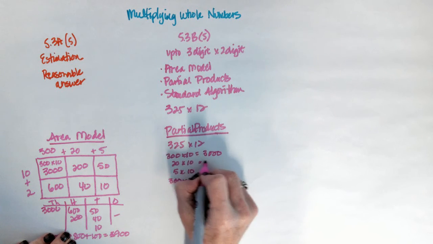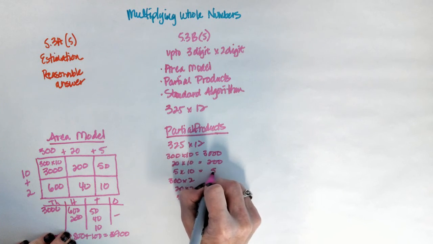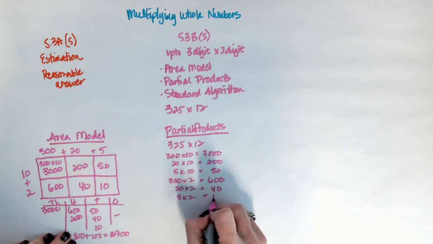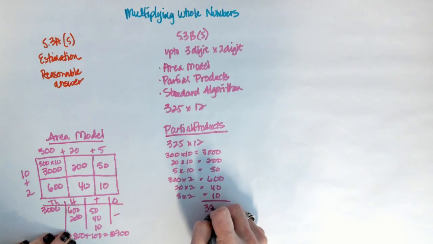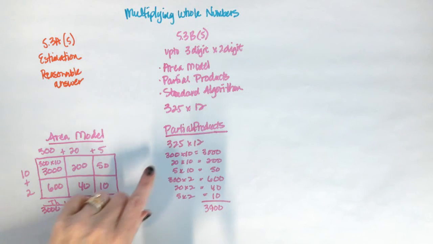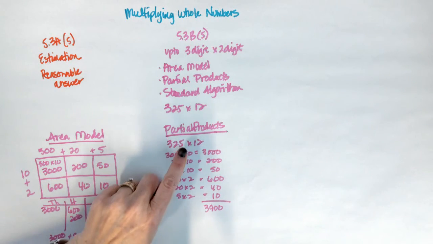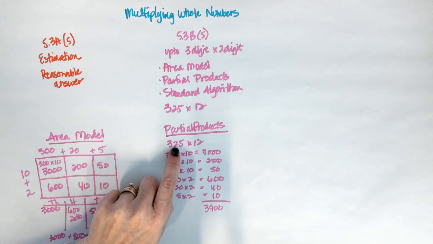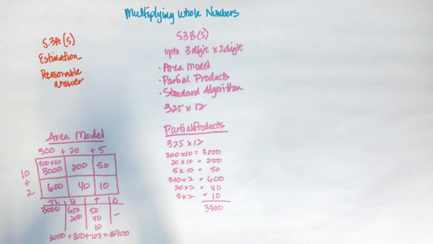And then they would solve these: 3,000, 200, 50, 600, 40, and 10. And then add them all up. Now, as they get more efficient with this, they may say 300 times 12, 20 times 12, 5 times 12. Or they may say 325 times 10, 325 times 2. So they're taking their numbers apart and finding a partial product. And then as they move toward the standard algorithm, they're able to start making some of those connections.